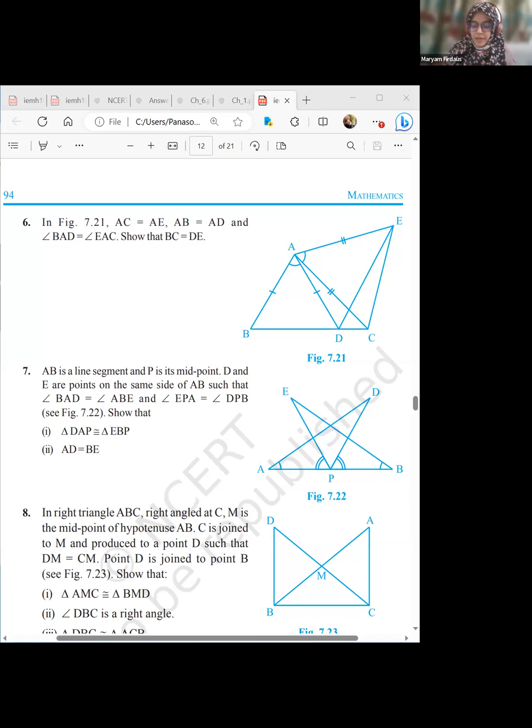Okay, just a minute. So AC is equal to AE. I'm going to write it simultaneously, okay? AE, and what did you say, the second thing? AB is equal to AD. Okay, AB is equal to AD. So AB is this one and AD is the second one, the pink one, okay? Then what else? Angle BAD is equal to angle EAC.